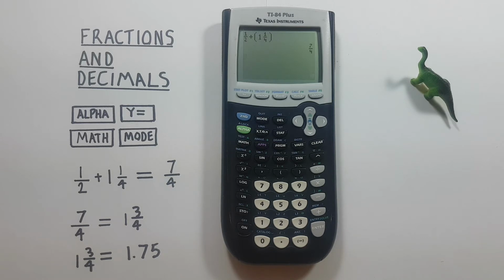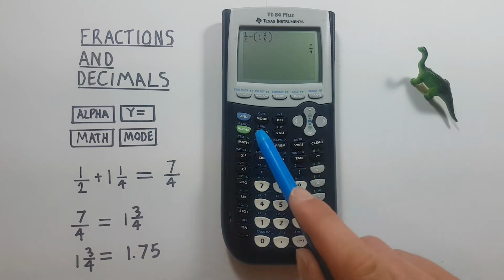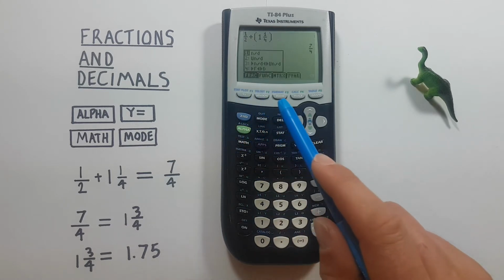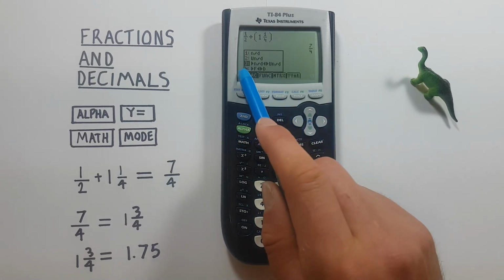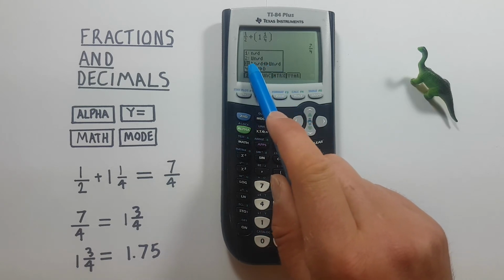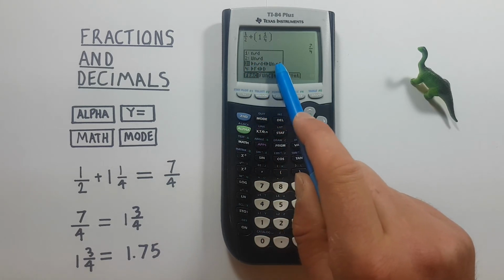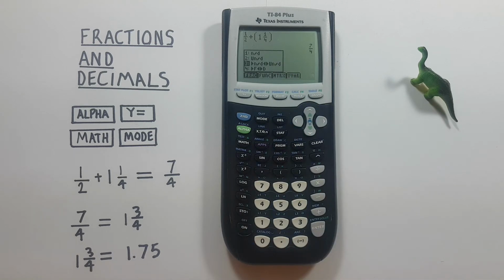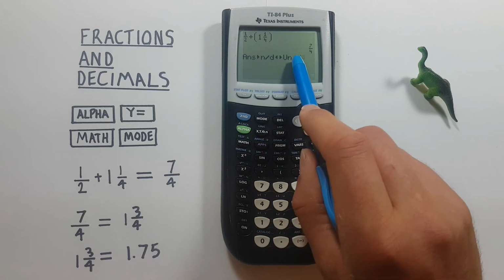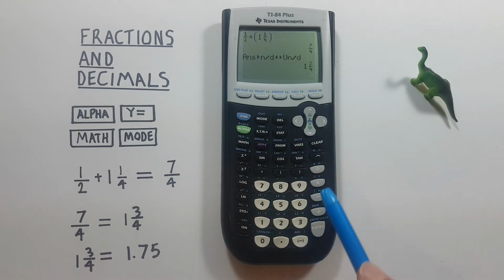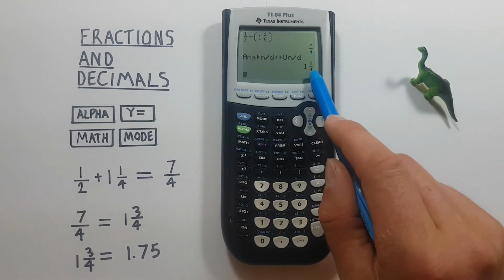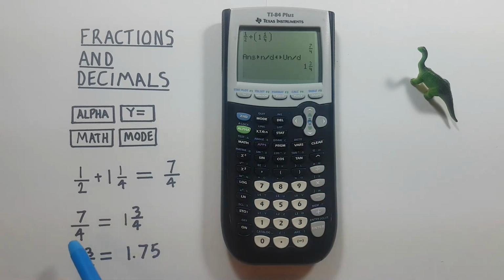Now, what if we wanted to get this as a mixed number fraction? Well, to do that, we go back to that menu, alpha, y equals, scroll down to this third option. Now this lets us convert between fractions and mixed fractions. Press enter. You'll see this appear. Press enter, and you can see that 7 over 4 has converted to 1 3/4, which is correct. And this can go either way.